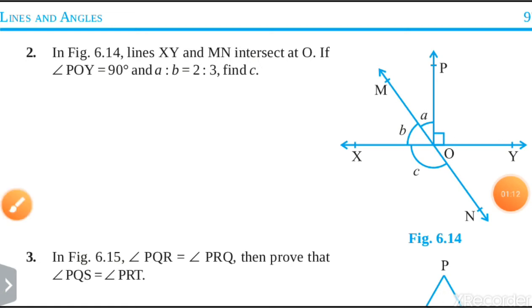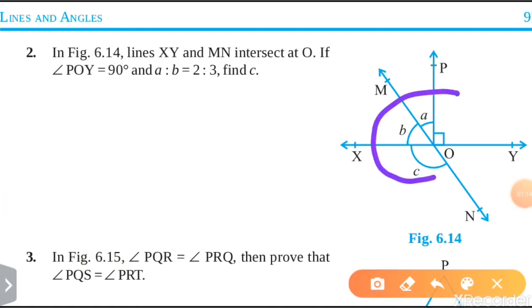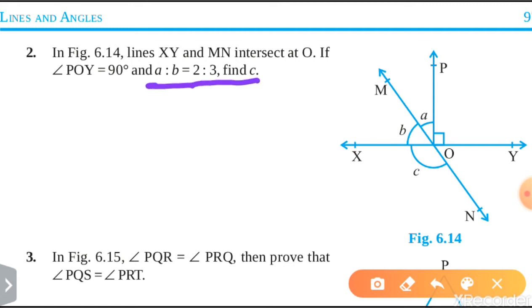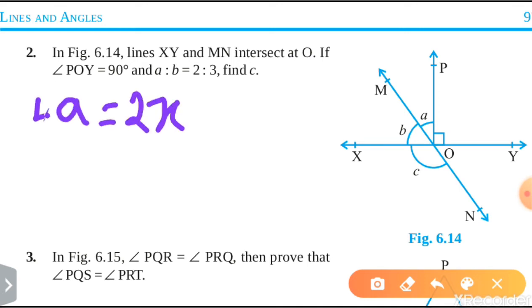Question number 2, you can see that in the figure everything is mentioned here. XY and MN are intersected at point O, and PO is perpendicular, 90 degree, it is given in the question. Now you are given the ratio of the two angles A and B as 2:3. Whenever the angles are given in ratio, first you have to assume the angles. Let angle A is equal to 2x and angle B is equal to 3x.